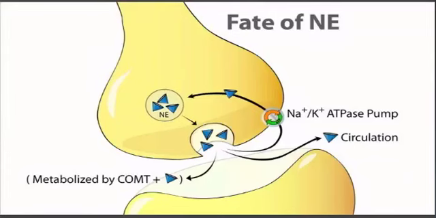COMT. Now, the third fate of norepinephrine is that a sodium-potassium ATPase pump can pump that norepinephrine back into the neuron. Now, it's interesting because this pump is inhibited by tricyclic antidepressants and by cocaine.